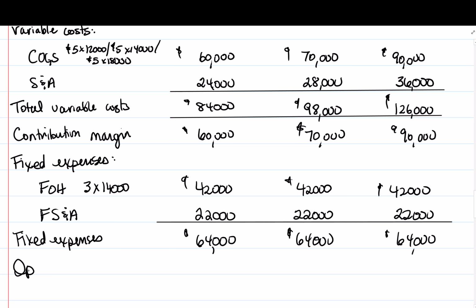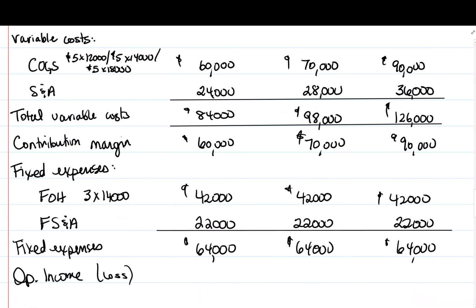So that gets you to your operating income, or in this case, a loss, because for January, 60,000 minus 64 is a loss of 4,000. 70 minus 64 is income of 6,000. And 90 minus 64 is 26,000.